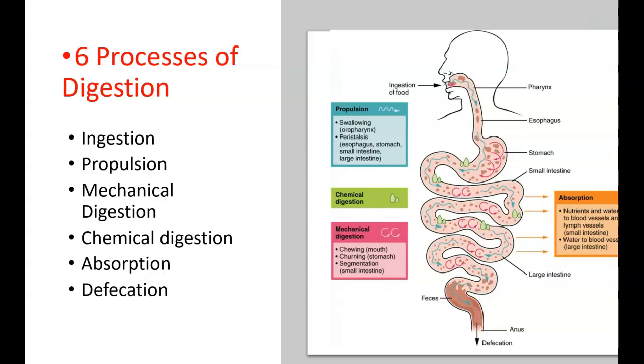But this act of swallowing is an example of propulsion, so swallowing, and then also moving that food down the esophagus through alternating muscle contractions is called peristalsis, and both of those are part of the propulsion stage.